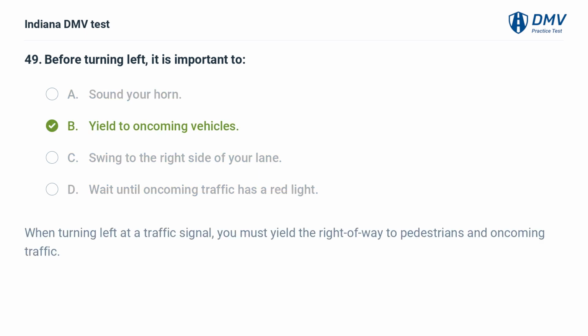B. Yield to oncoming vehicles. When turning left at a traffic signal, you must yield the right of way to pedestrians and oncoming traffic.